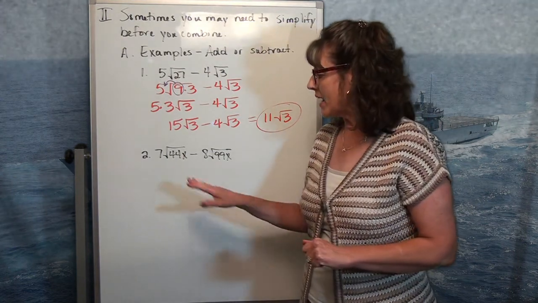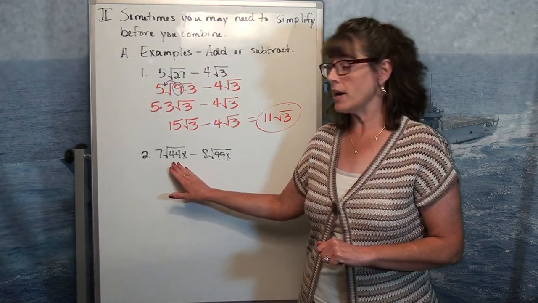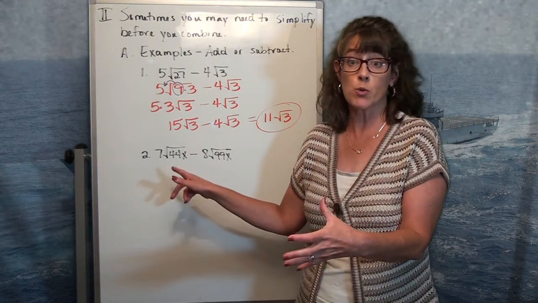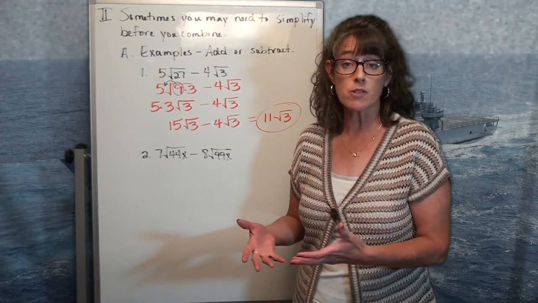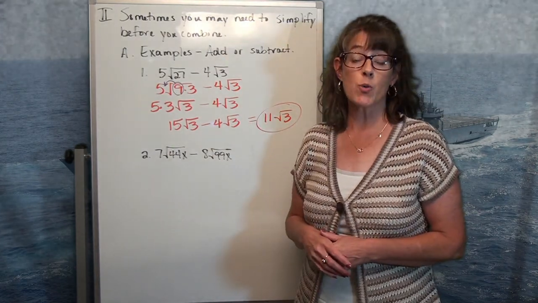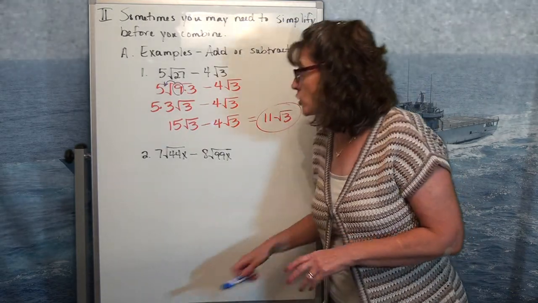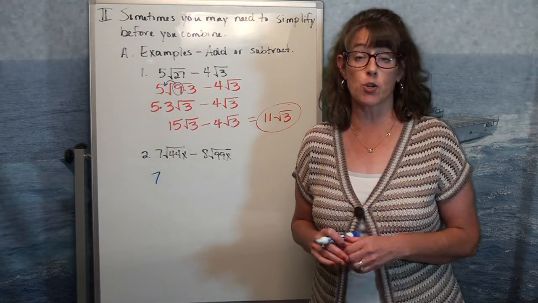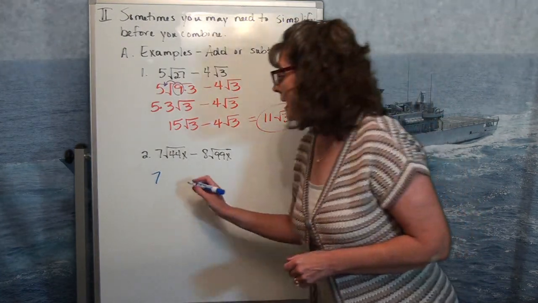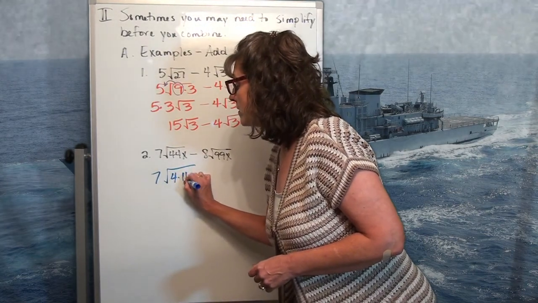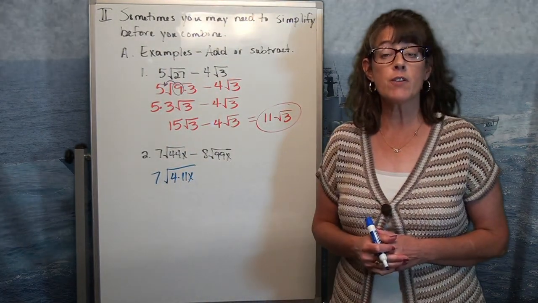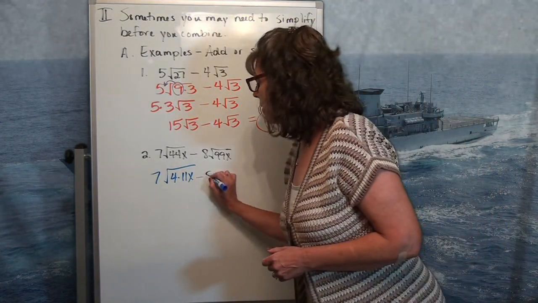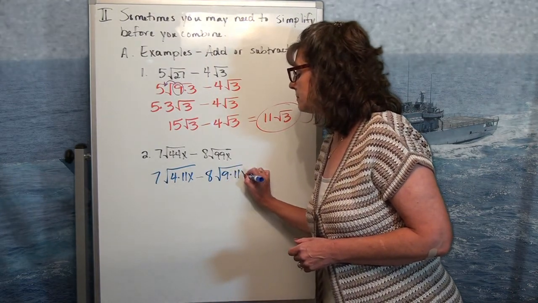One more. Okay, so we have 7 of these square roots of 44x minus 8 of these square roots of 99x. But see, in my pile here, I don't have square root of 99x's. I have square root of 44x's. So here again, I'm going to need to simplify those radicals in order to be able to work with them. So that 44, can you think of a number that you can multiply by itself to create a 44? Nope. But I do know that 44 is 4 times 11. And how about, can you think of a number that you can multiply by itself to create a 99? Nope. But I do know that 99 is 9 times 11.